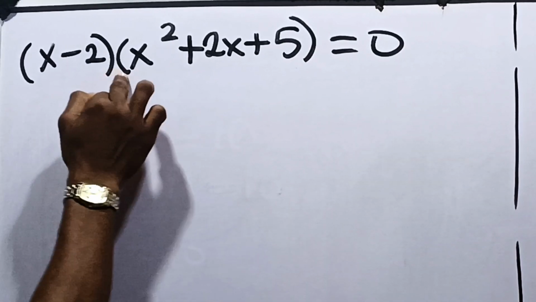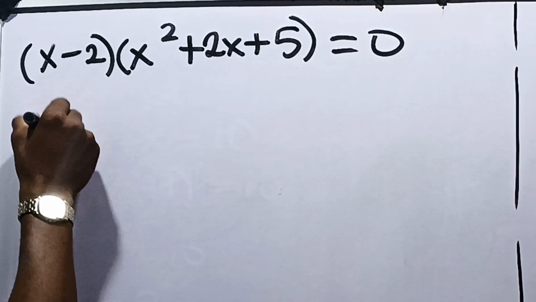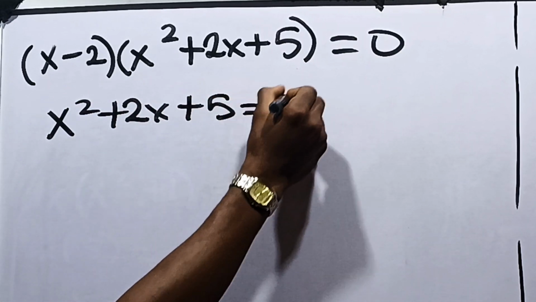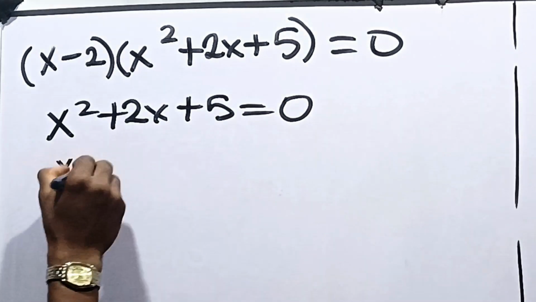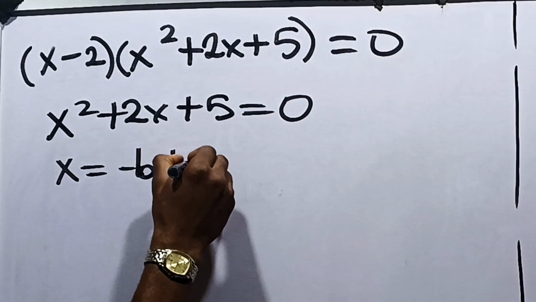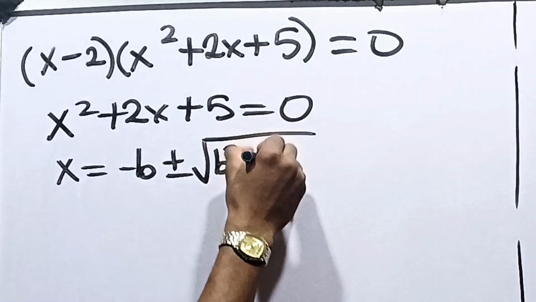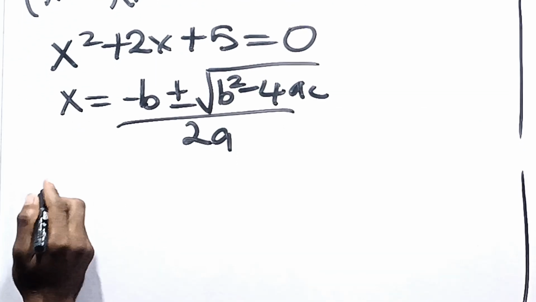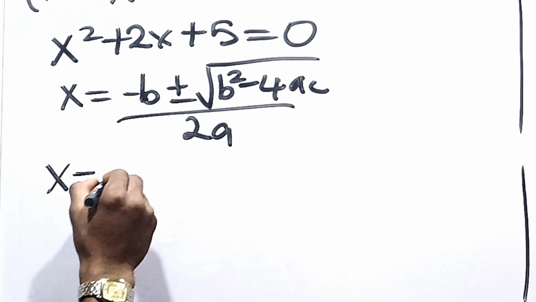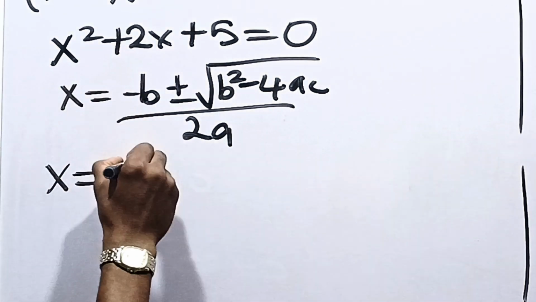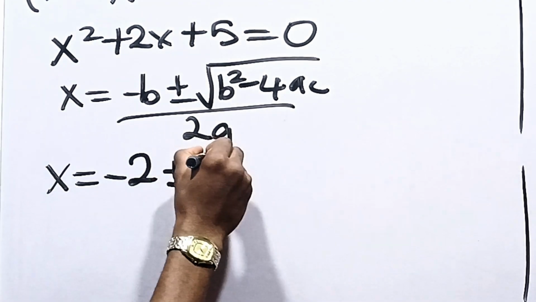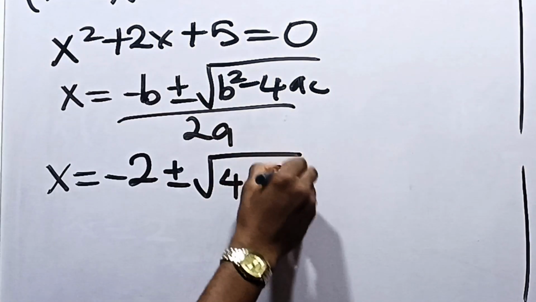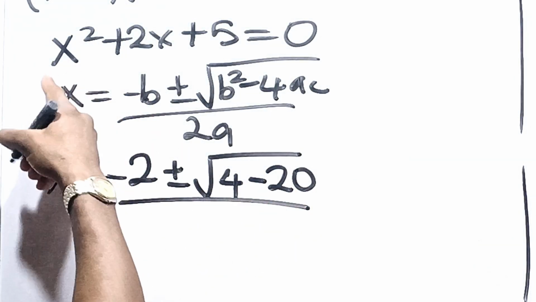Now let's equate this part to 0. So x squared plus 2x plus 5 is equal to 0. Okay? Solving this using the quadratic formula, x will be equal to minus b plus or minus the square root of b squared minus 4ac, all over 2a, okay? Now a is 1, the coefficient of x squared, and b is 2. So we have minus 2 plus or minus the square root of 2 squared, which is 4, minus 4 times 5 times 1, which is 20, okay? All over 2 times 1, which is 2.